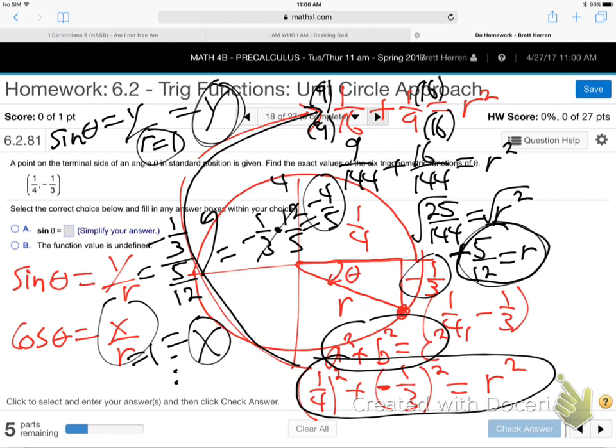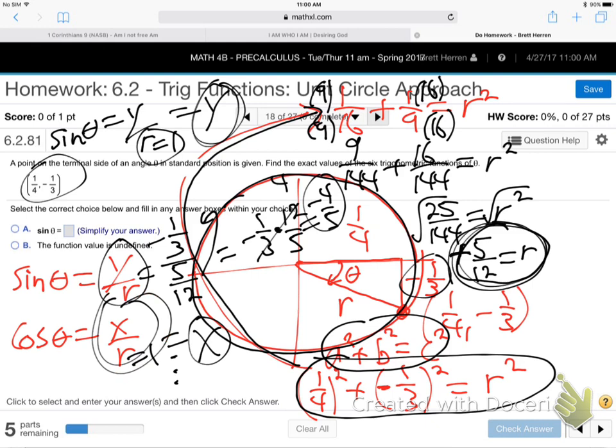But if for whatever reason they force you to be on a circle whose radius is not 1, like they are doing here, this circle that they made up giving me these numbers has a radius that's not 1, it's 5/12. So then I've got to use the whole formula, y over r, technically for sine, and x over r for cosine. All right.